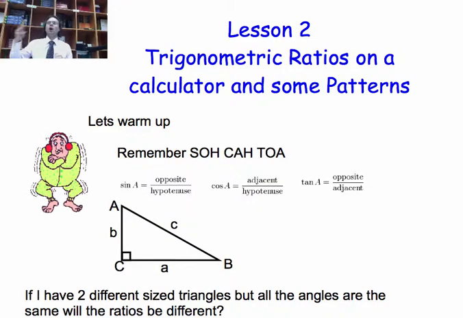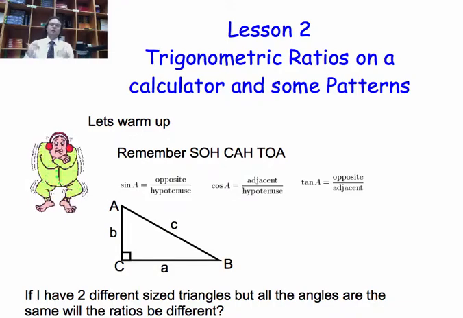So stands for sine, opposite over hypotenuse. Cosine, or cah, is adjacent over hypotenuse, and tangent, tan, or toa, is opposite over adjacent.